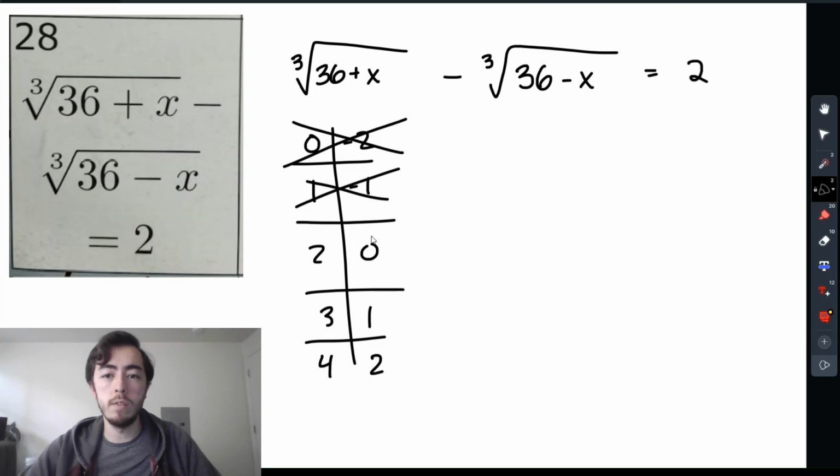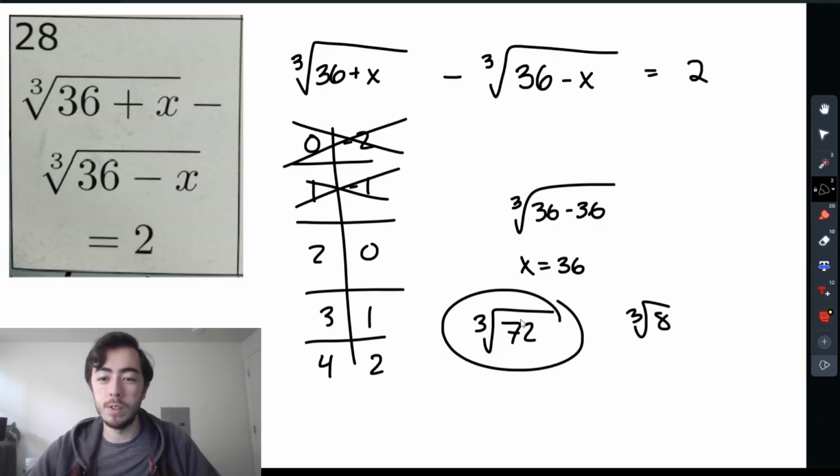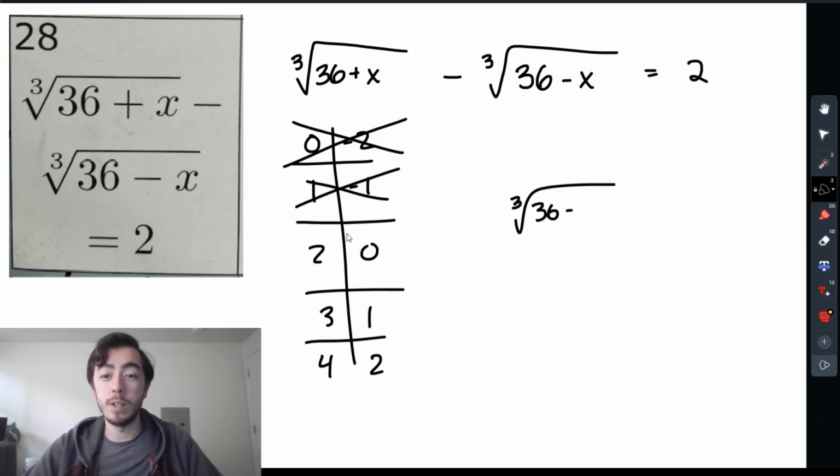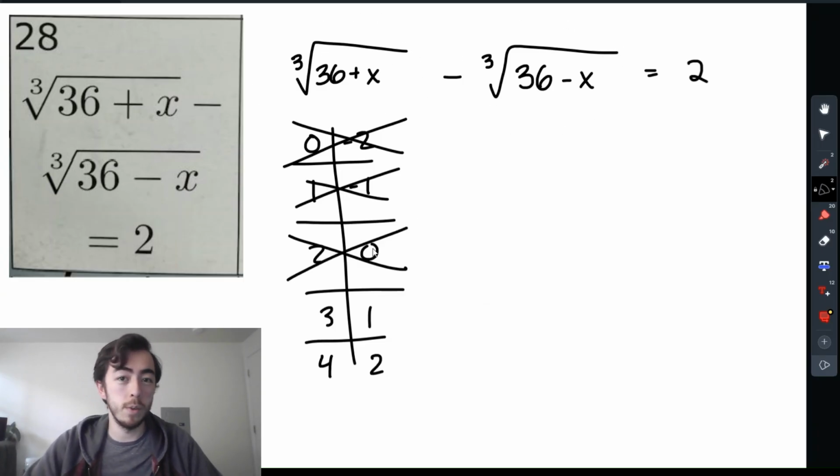Maybe I'd look at the right one first, because the cube root of 0 is really easy to figure out. That would be 0 itself. So x potentially could be 36 here. And then we would get the cube root of 72 showing up again, although this isn't the number 2. The cube root of 8 is 2, so this one is going to be a little bit bigger than the number 2. So that doesn't work, but we don't have those weird negative and positive issues from before, so I feel like we're going in the right direction. Let's just keep on trying.